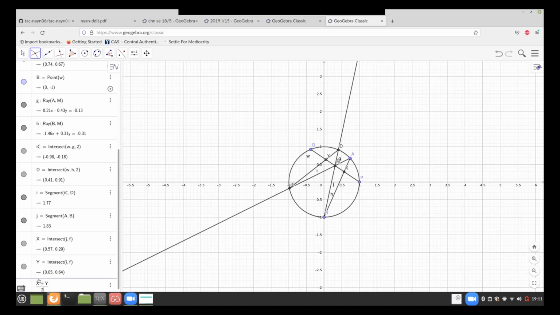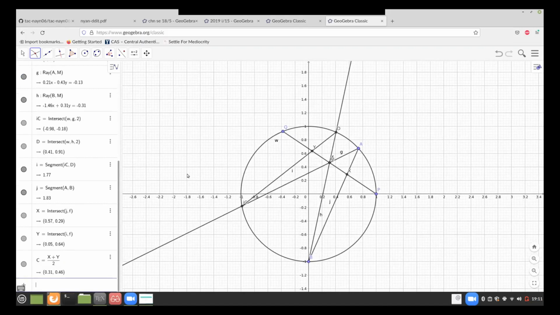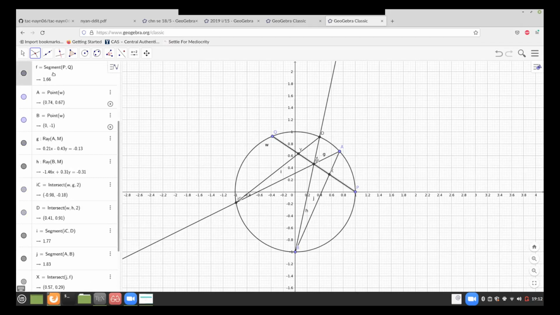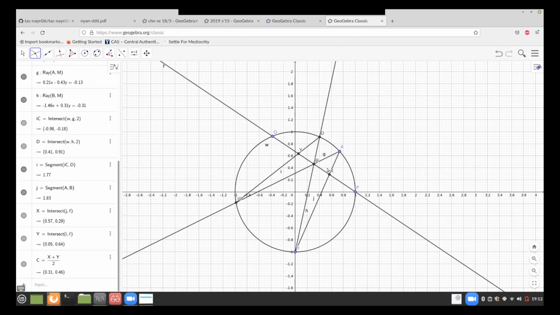And this point, as you can see, coincides with him. So yeah, that's the butterfly theorem statement. And how do we apply DIT to this? We can look at PQ as a line. If I change this to a line instead, then we can treat that as a line.